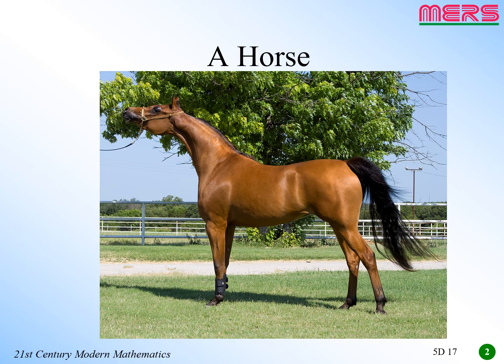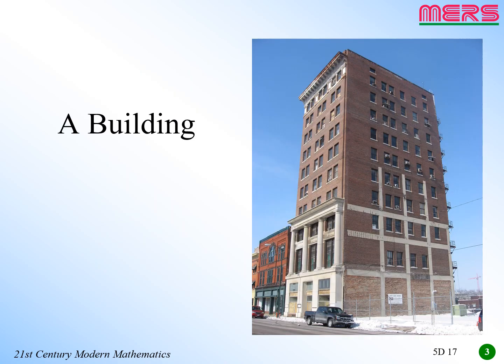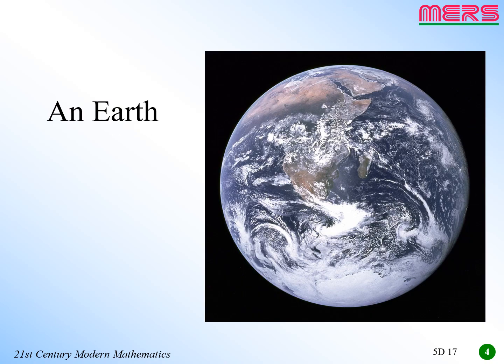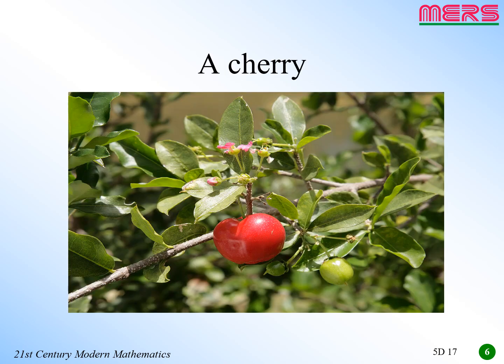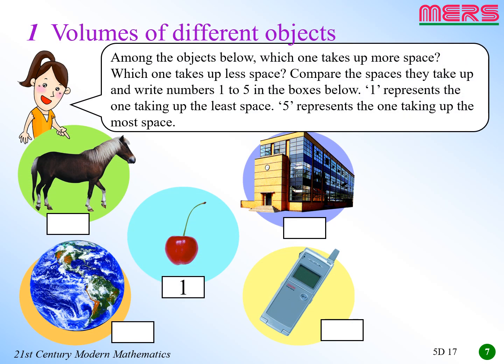Let's take a look at the objects here. This is a horse, a building, an earth, a mobile phone, and a cherry. Among the objects here, which one takes up more space? Which one takes up less space?